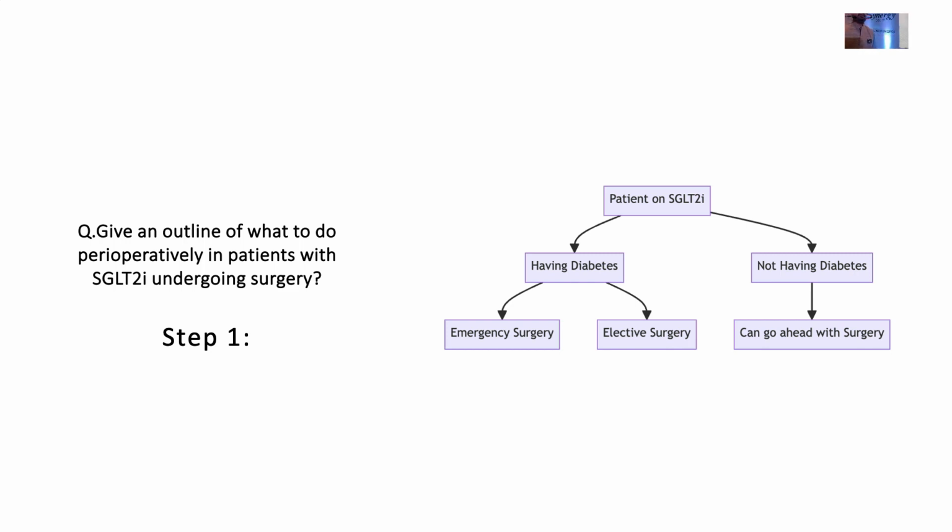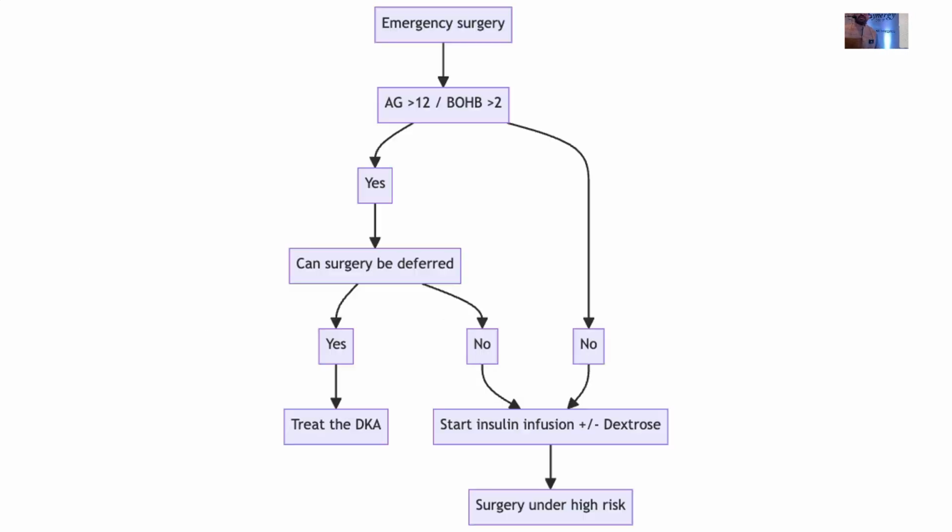If the patient has diabetes, you have 2 scenarios: either an emergency surgery or an elective surgery. Let's look at both. What if the patient comes for an emergency surgery? Whenever the patient comes for emergency surgery and is on an SGLT2 inhibitor, there are 2 tests we should do in all of these patients. One is the anion gap and the second is the beta-hydroxybutyrate level.